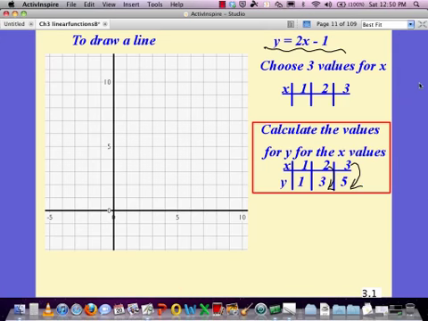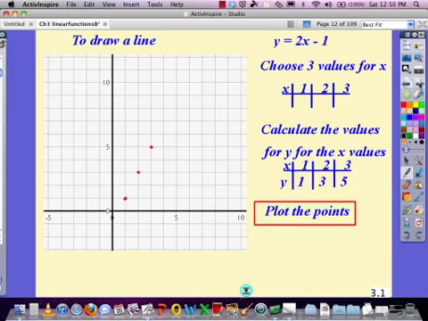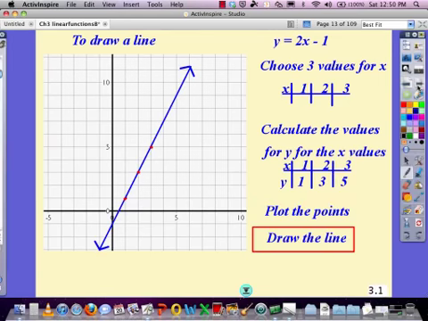Once you have your 3 points, the next thing you learned was to plot those points. So you can see we went to the right 1, up 1. We went to the right 2, up 3 for the second point. And then we went 3 to the right and 5 up for that third point. Plotting the points. Those are just 3 of the points that are on the line. Then we drew the actual line they fell on.